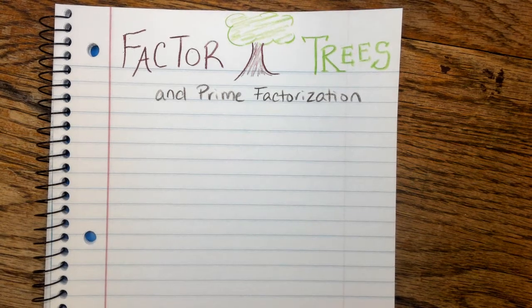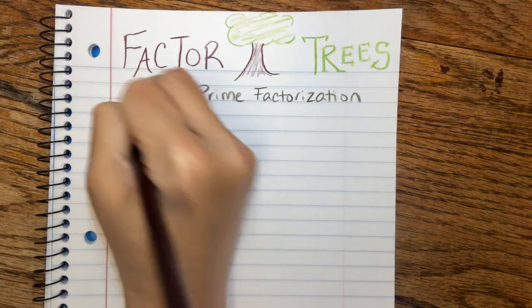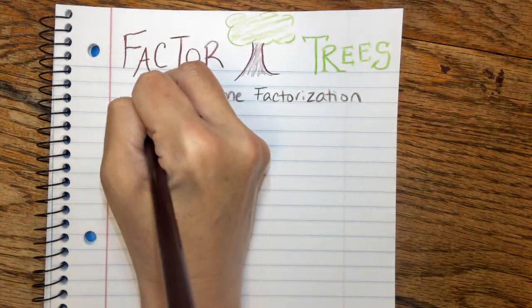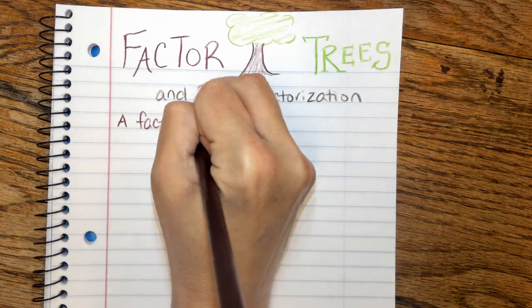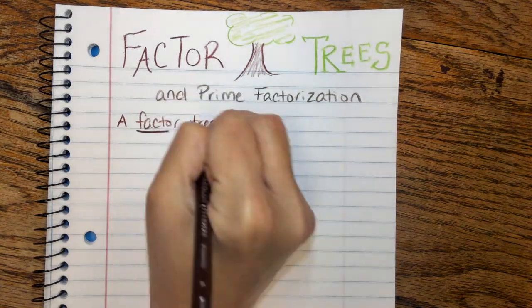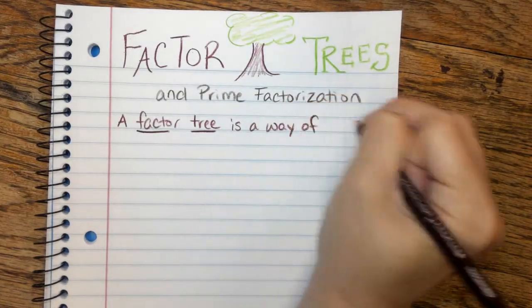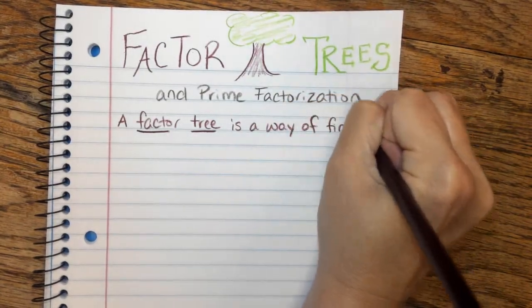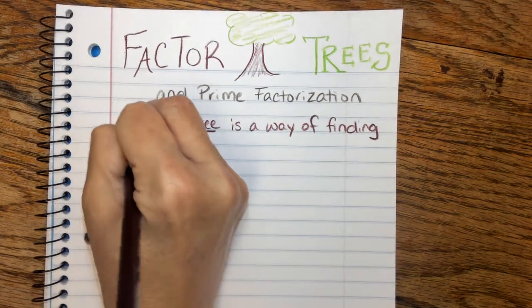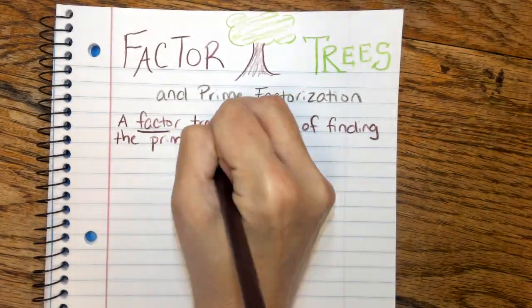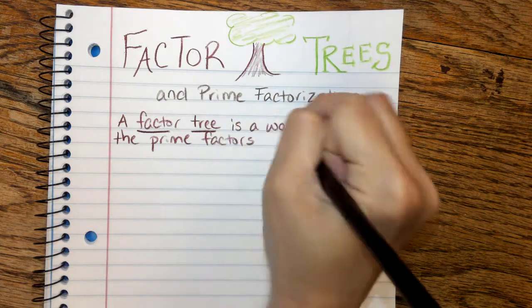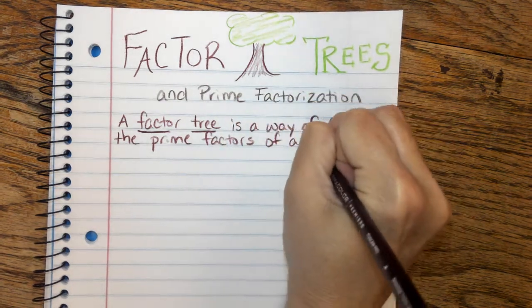Today we have an anchor chart page for factor trees and prime factorization. Okay, so a factor tree, let's do some definitions here. A factor tree is a way of finding the prime factors of a number.